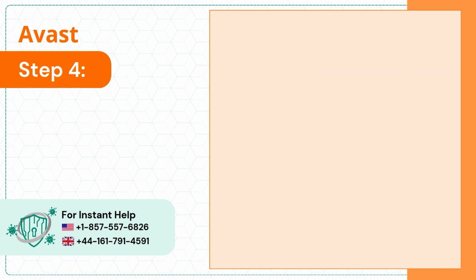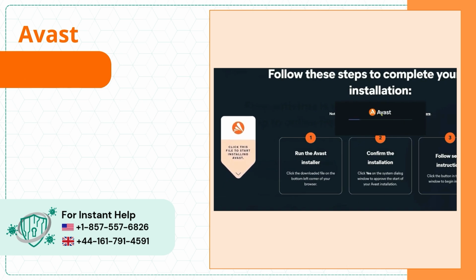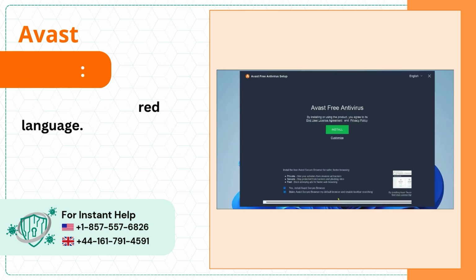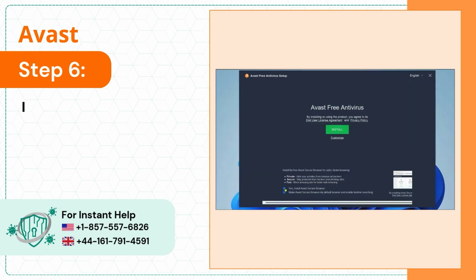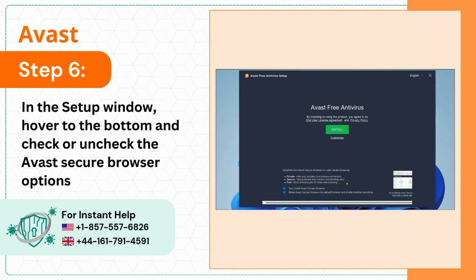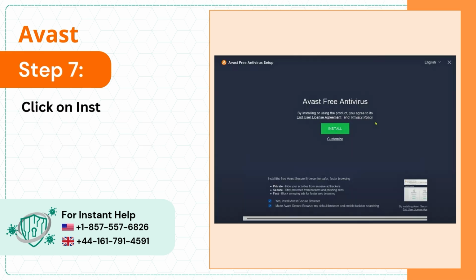Step 4. After the download is complete, open the file. Step 5. Select your preferred language. Step 6. In the Setup window, hover to the bottom and check or uncheck the Avast Secure Browser options. Step 7. Click on Install or Customize.